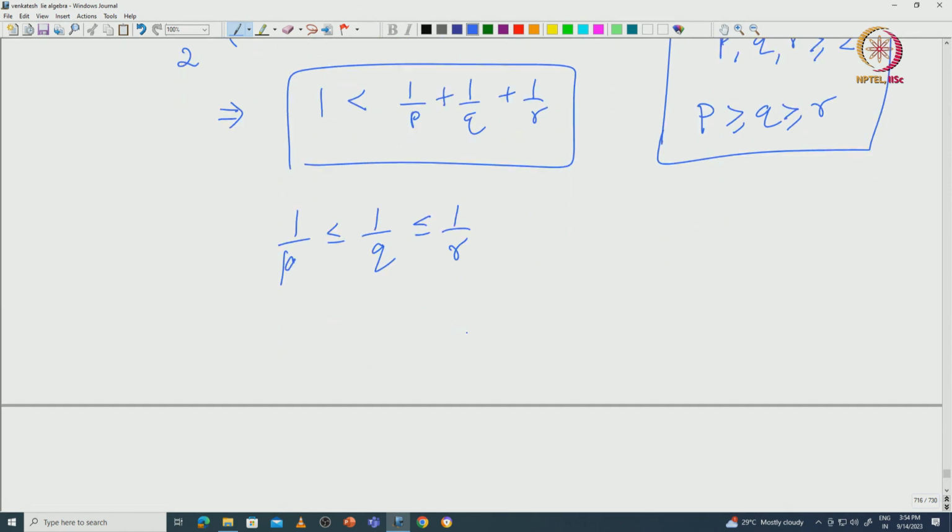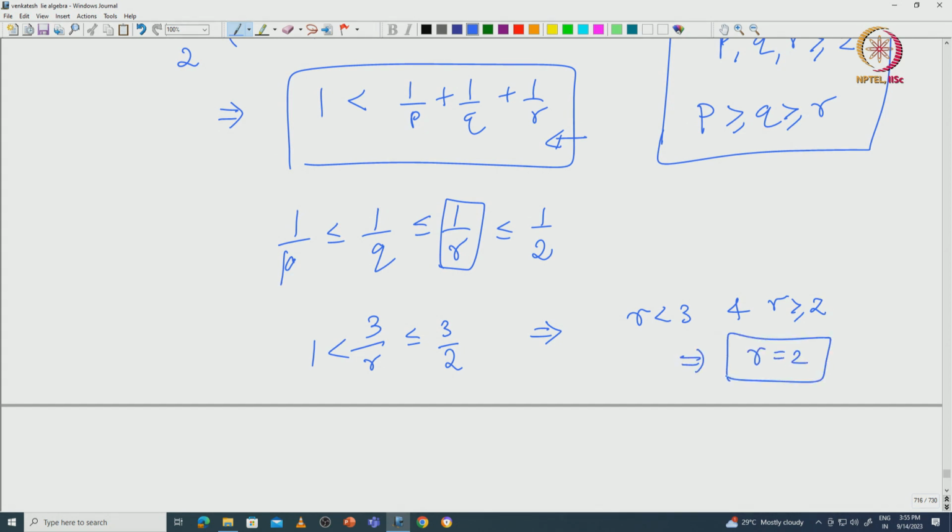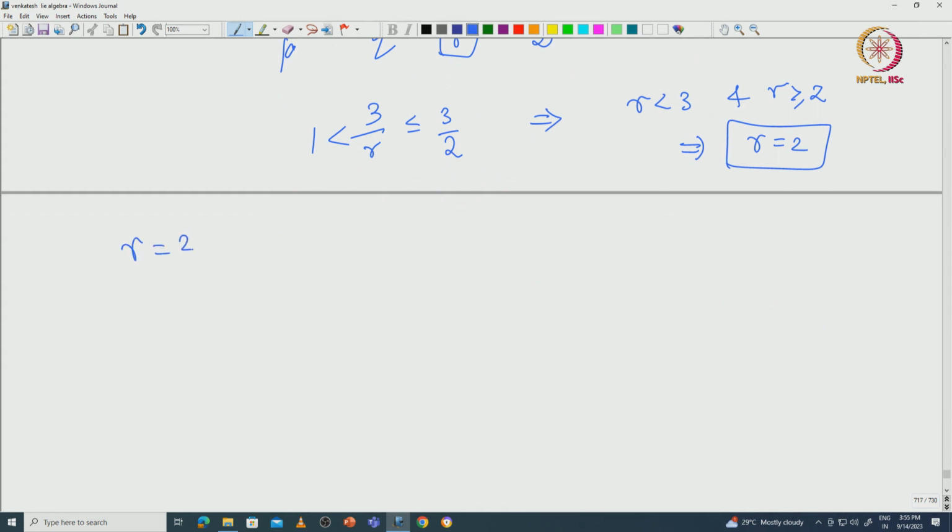Now use this inequality in the earlier inequality, then we get exactly this: 1 by r is going to be less than or equal to 1 by 2, because r is at least 2. Then using this, you see that 3 by r must be less than or equal to 3 by 2, while being greater than 1. That implies immediately r is less than 3, and since r is greater than or equal to 2, you get exactly r equal to 2. So this puts lots of restriction, and we get r is exactly 2.